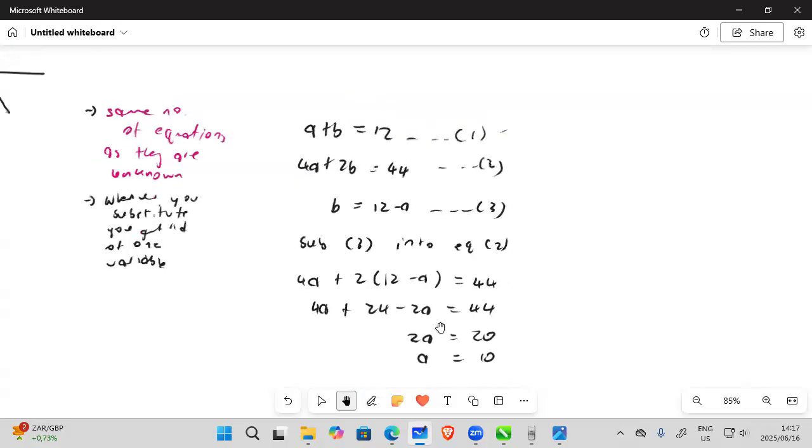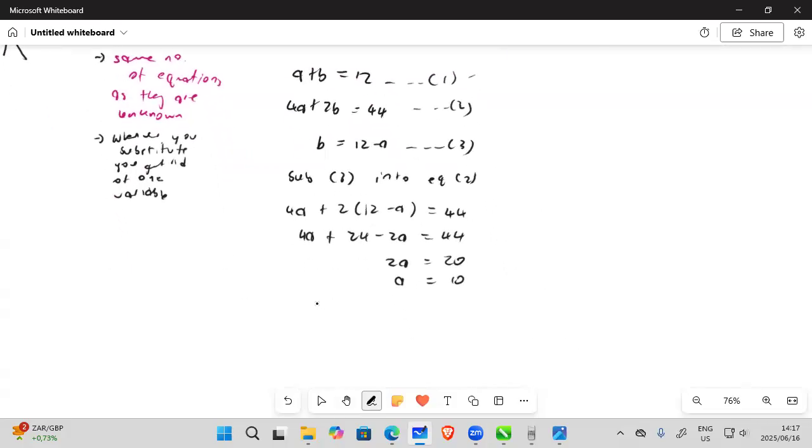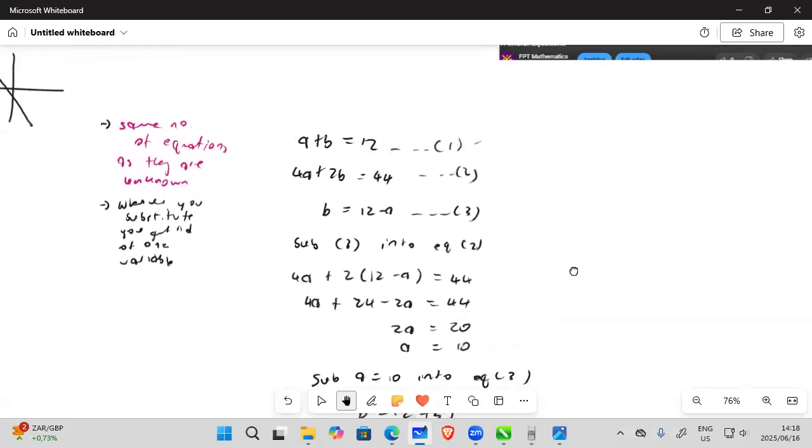And so I'll say substitute A equal to 10 into equation 3. And then we'll have B is equal to 12 minus 3 in parentheses, 10. And 12 minus 10 is what? What is 12 minus 10? 2. Right.